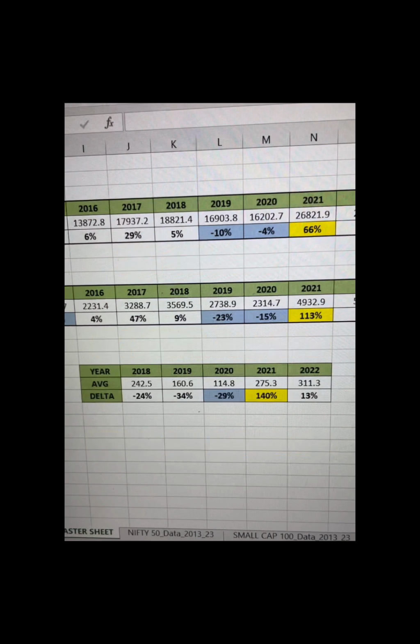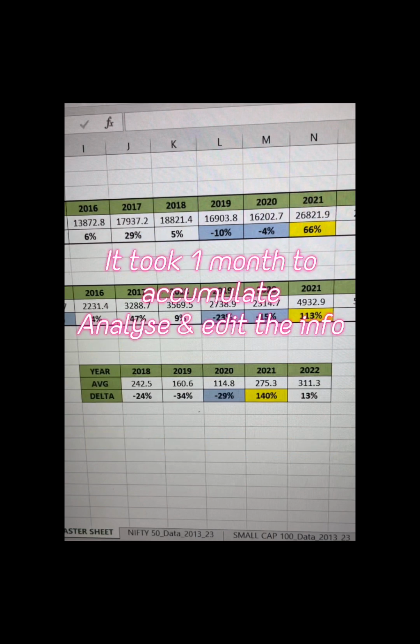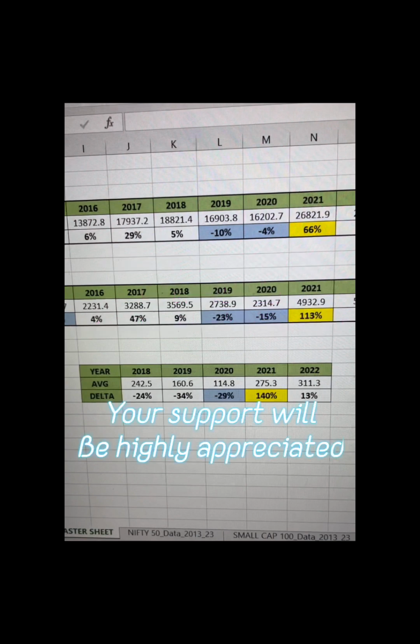Finally, I would like to conclude that if you really want to invest in mutual funds, first analyze, then approve. If anybody wants this Excel from me, you can ping me. I am happy to share this Excel, my hard work.